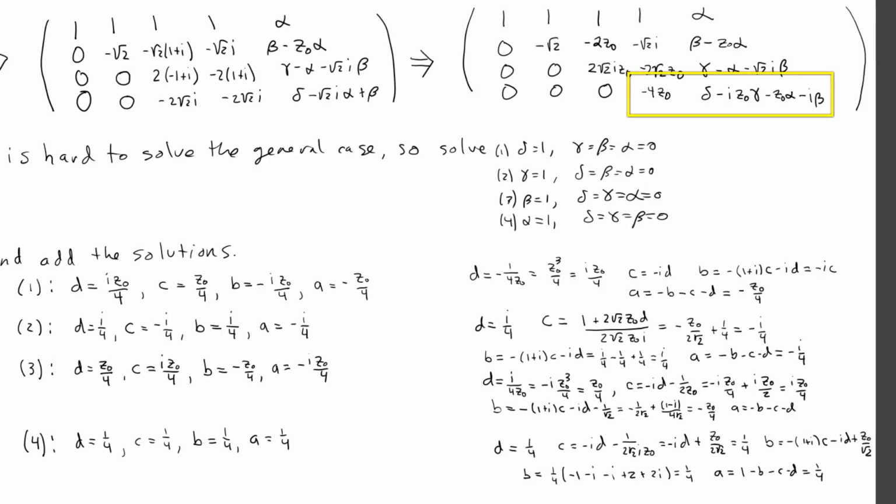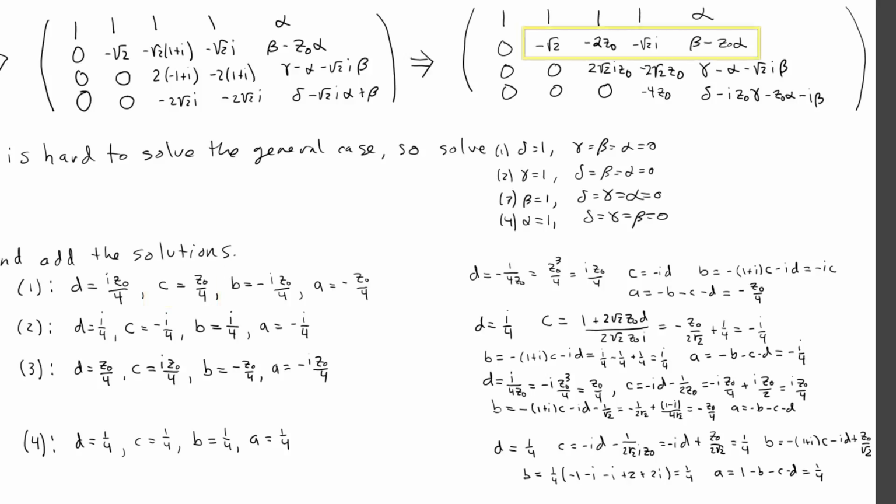So I have minus 4z0 times d is equal to 1. So d is equal to minus 1 over 4z0. If I look at the next equation, it's 2 root 2 i z0 c minus 2 root 2 z0 d equals 0, because gamma equals alpha equals beta equals 0. And I can rewrite that as c is equal to minus i d. And so I immediately get c is equal to z0 over 4.